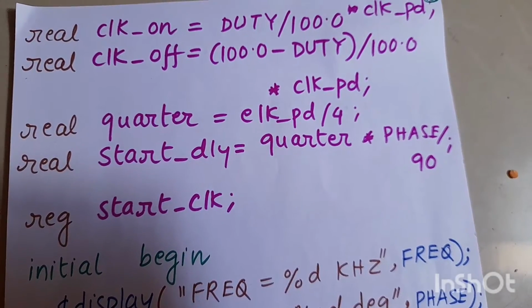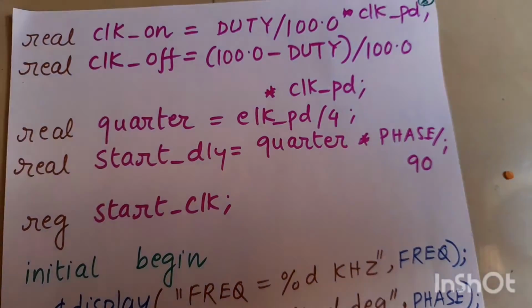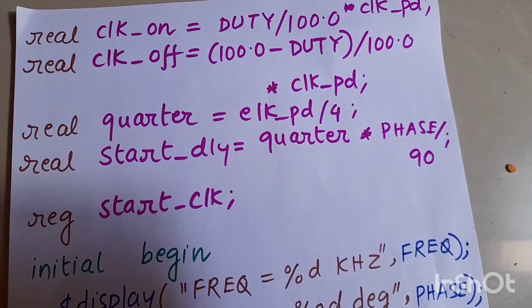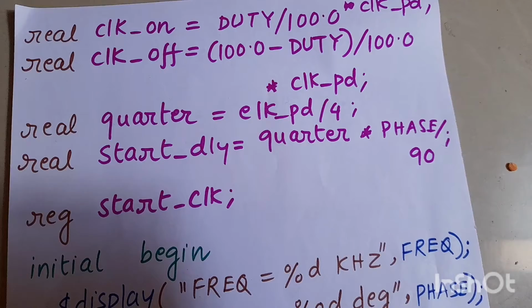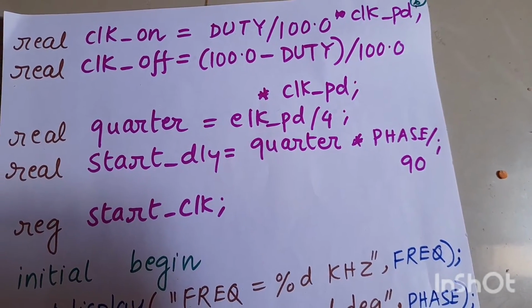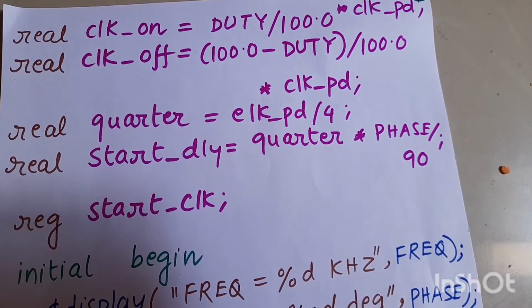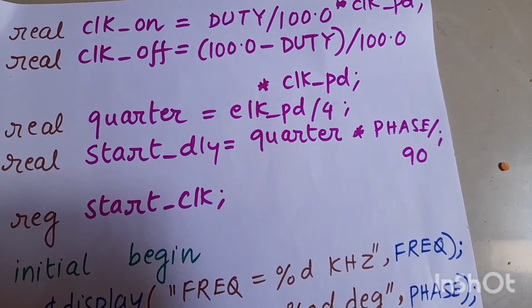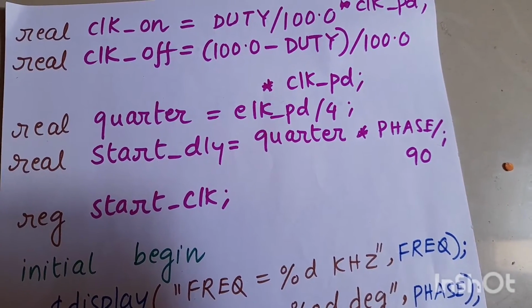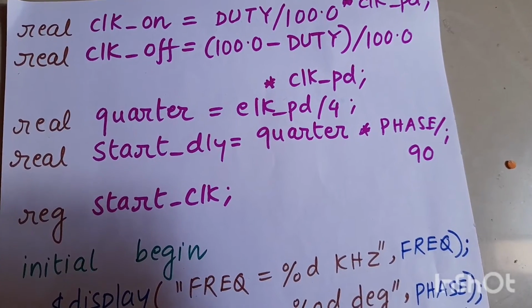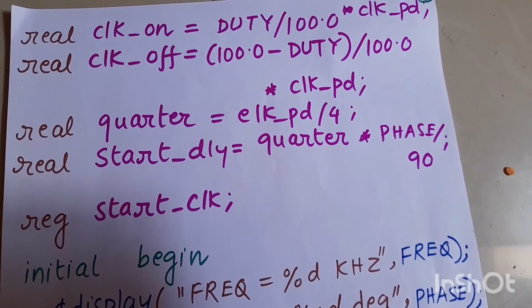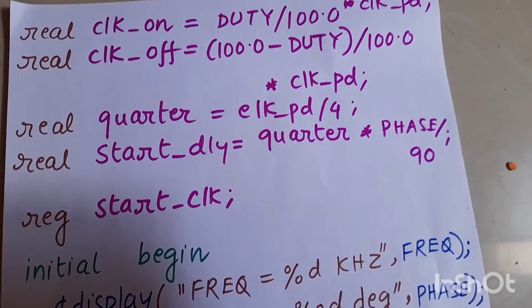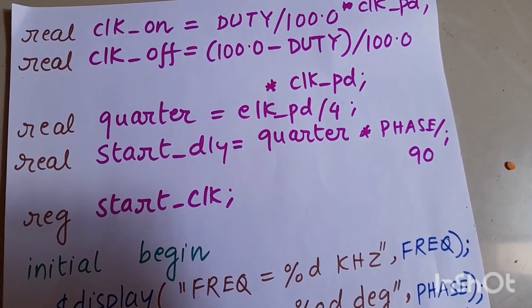Variable clock underscore on, it is of real type. Variable clock underscore off, it is of real type. Variable quarter is of real type. Variable start underscore delay is of real type. Variable start underscore clock is of reg type. Now you see, clock on means what? The duration of time the clock is at the upper value, is high. How can we find it? We can find it from the duty cycle. Duty cycle is a parameter. We will change it from the test bench. So duty divided by 100.0 multiplied by clock underscore PD will give me the clock on period in nanosecond. It is of real type because it can hold integer value and float.